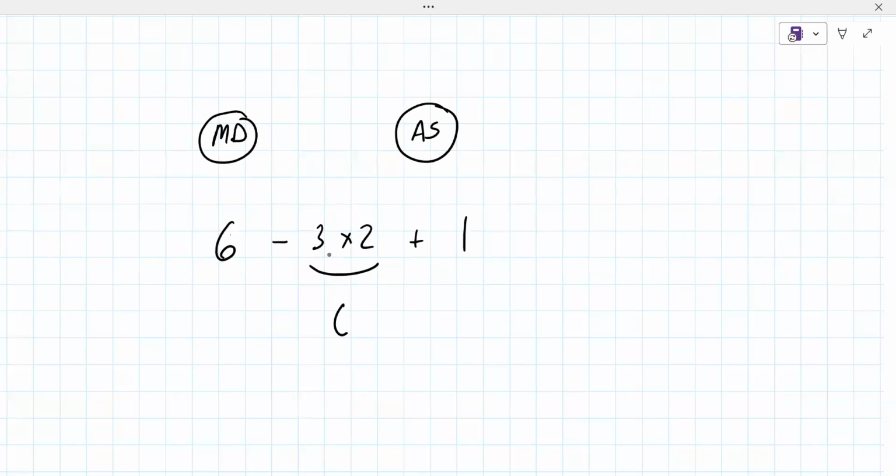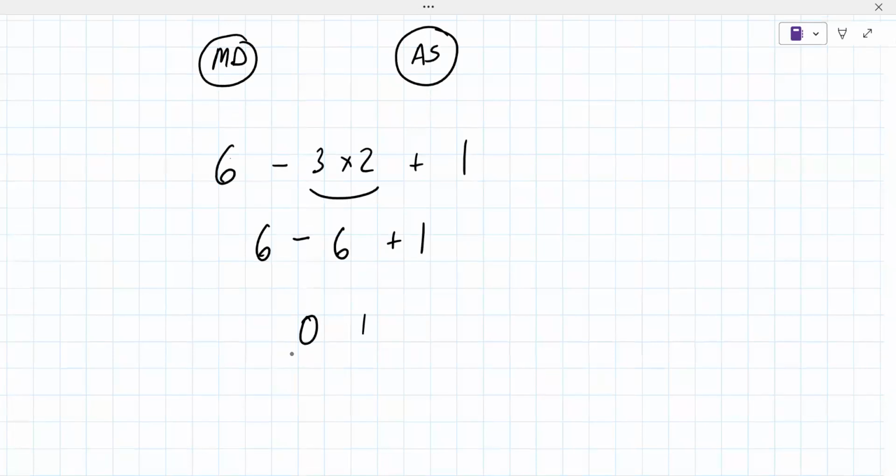So you want to show that you're doing it first by not doing anything else. Then you have to reset. You say, okay, I've got subtraction and addition. When there's addition and subtraction only, you just do it left to right. So what does this become? 6 minus 6 is 0, plus 1 is 1. Right. So let's look at another example here.